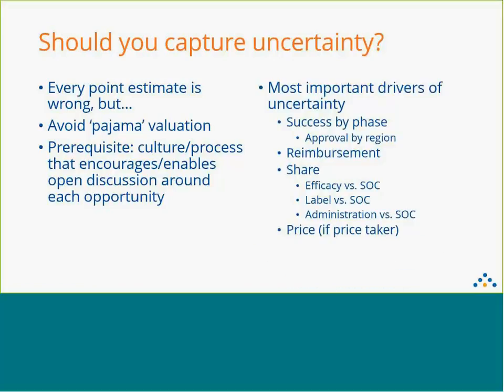Also, we're asked, what are the important drivers of uncertainty? What are the key inputs that should be parameterized with a series of ranges or other uncertain inputs? We see success by phase and maybe approval by region as leading that chart, and followed quickly by reimbursement and share. And if you're a price taker in a market, because you're moving quickly to a competitive scope within a given disease area, then that price is uncertain as well.